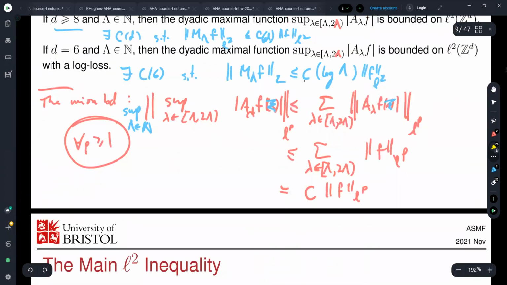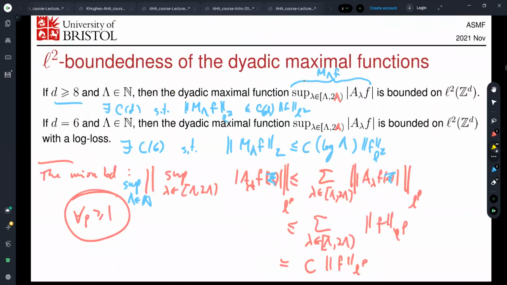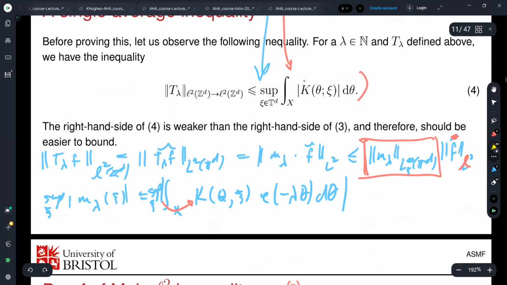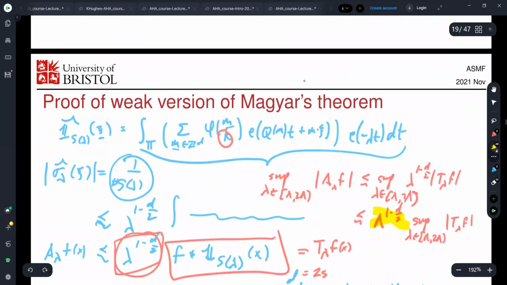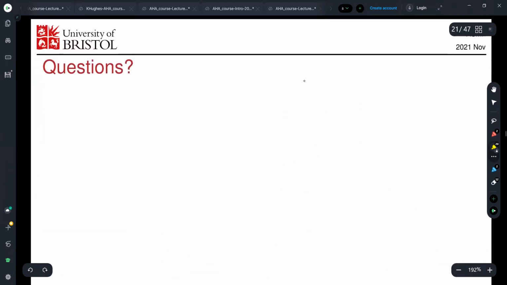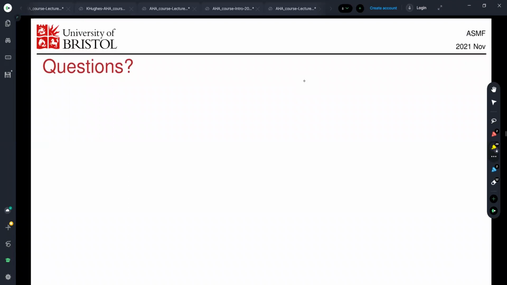Oh, sorry, further. Okay, great. I've gone a lot slower than I thought I did. Let's see if there's anything else, or if I should wrap it up here. I'll go a little further. Sorry for flicking through real quick. But are there any questions as far as this simple proof of Magyar's theorem?